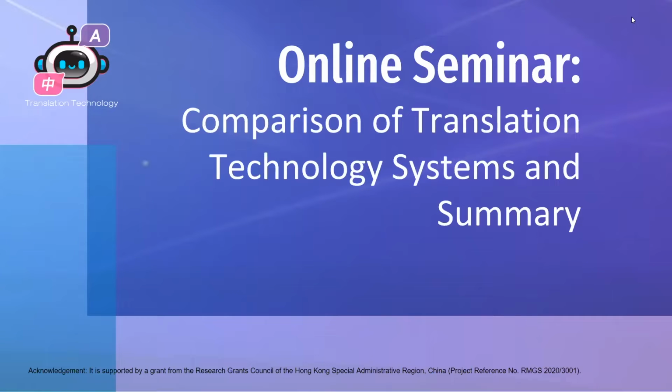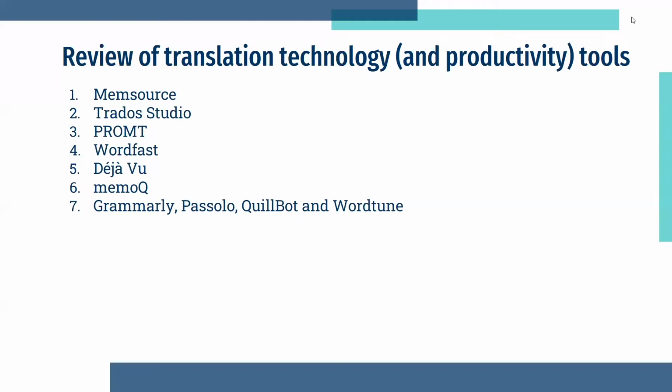Good afternoon, everyone. Today, our seminar will compare different machine translation systems and summarize their features. We have introduced some translation technology and productivity tools in our series of seminars. For example, we have introduced MemoSource or Phrase, Trados Studio, Promt, Wordfast, Déjà Vu, memoQ, and some productivity tools to help us rewrite sentences or paraphrase our meanings, such as Grammarly, Parser, Kei able, and Wordtune.